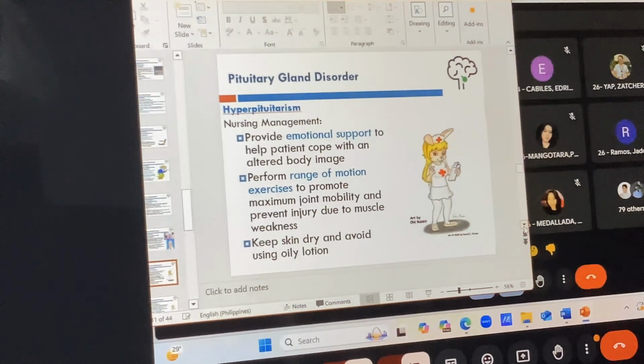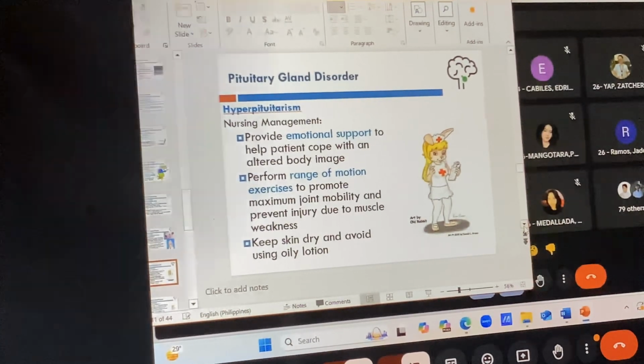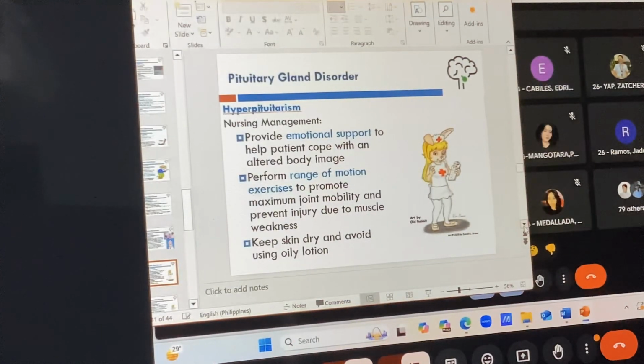Then of course, we wanted to keep the skin dry and avoid using oily lotion. Because usually a patient having this condition may have hormonal imbalance. So it will keep the skin dry. So we need to clean, okay, the body. And then we use a lotion, but we don't use an oily lotion.